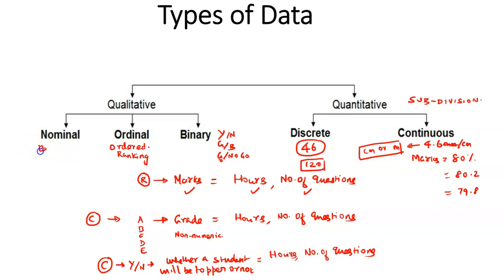Can you think of an example for nominal data? Think blood group. Blood group of students is nominal data. I can't say that O positive is better than B negative. Although B negative is rare, and O positive is more common, I cannot say that O positive is higher than B negative. There is no pecking order here. So whenever you have an ordered set of data, that particular type of data is known as ordinal.